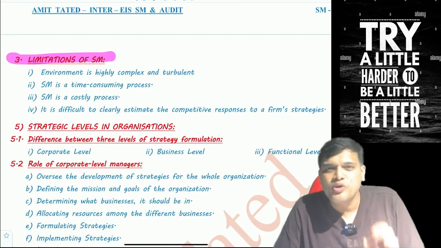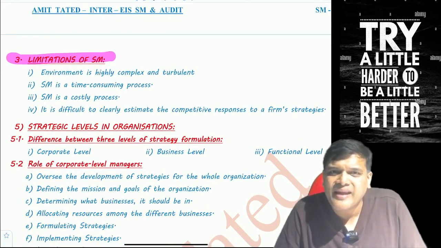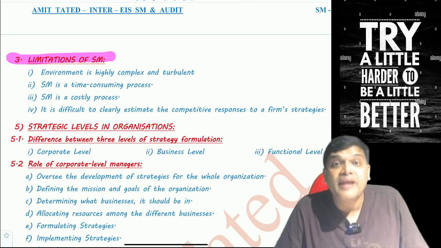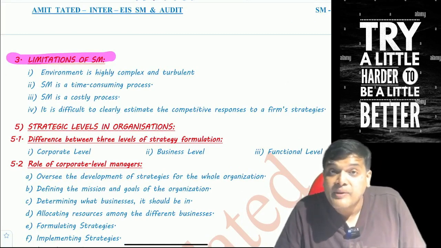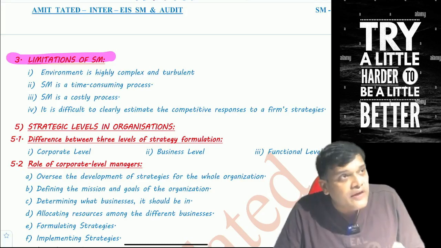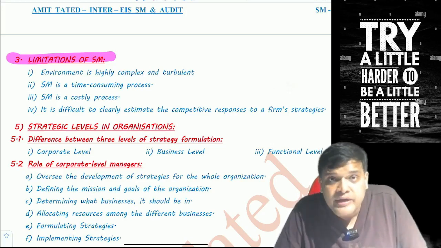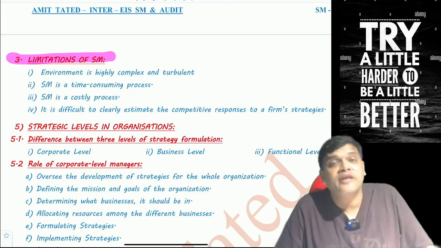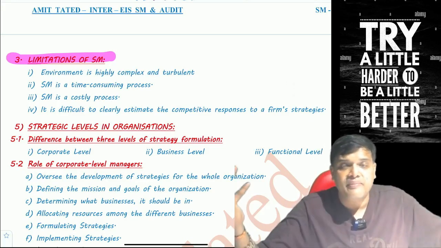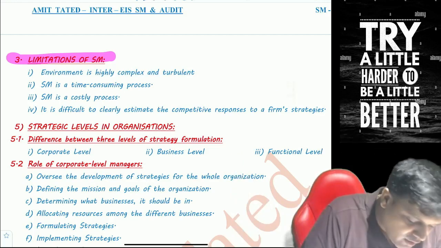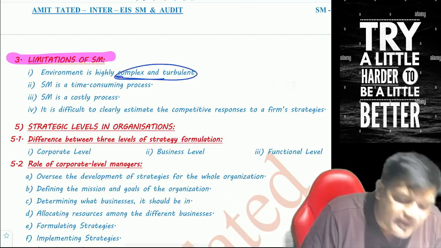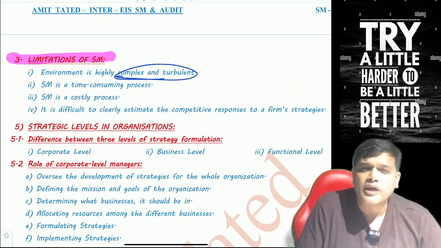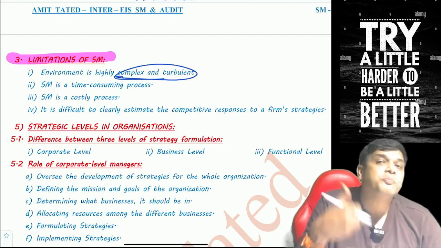First point, I am planning in strategic management. If I am planning, please do understand, one point needs to be taken care of. If I am doing planning, the environment may change tomorrow, and because the environment may change, it is an uncertain scenario. This is your first limitation. The environment is highly complex and turbulent. It is complex, it is changing, turbulent means changing, and it is very difficult to predict the future.